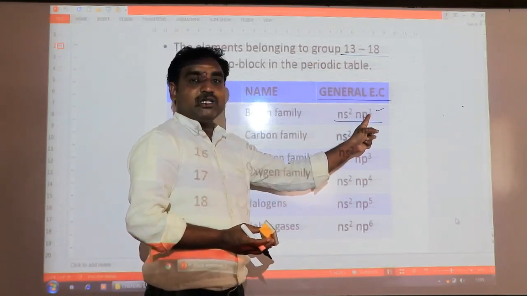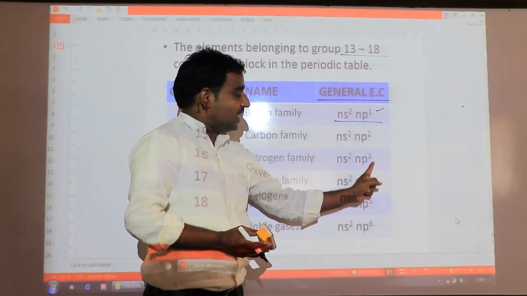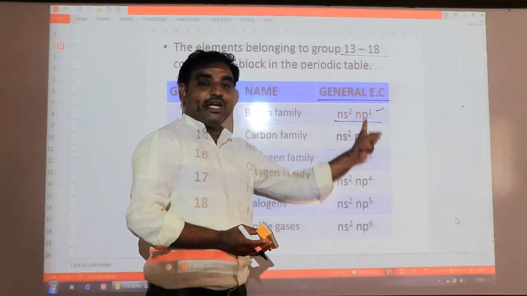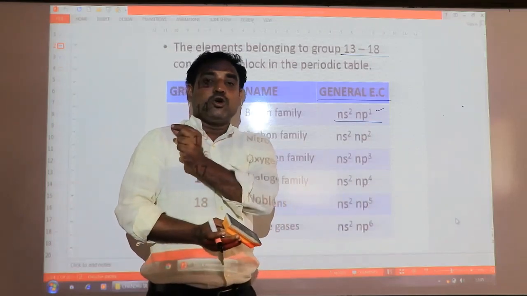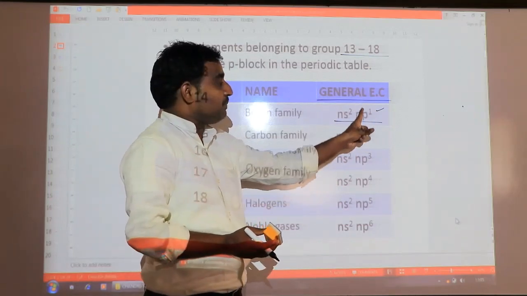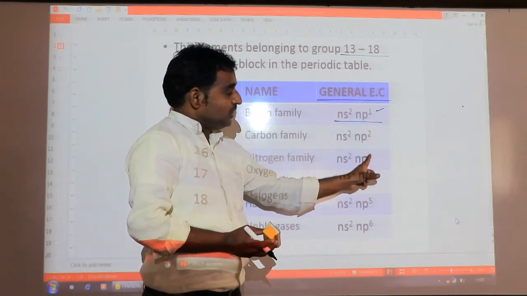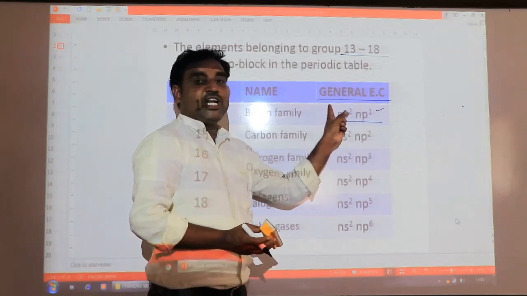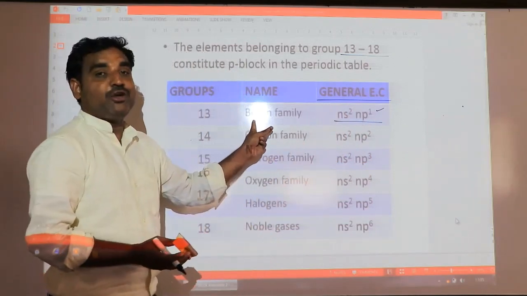Here one electron is in p, then second electron, third electron, fourth again. As the atomic number increases, the number of electrons increases, and those electrons are filling in the same subshell, that is the p subshell. Here 1, 2, 3, 4, like that. This is the general electronic configuration of the family we are talking about.